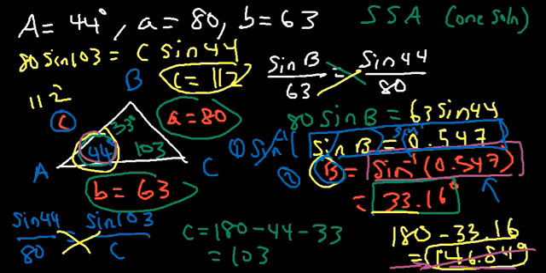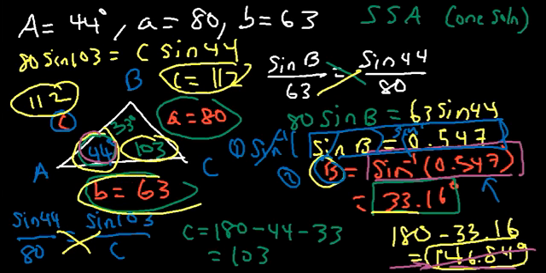Notice that the largest side is across the largest angle. The smallest side is across the smallest angle. So as the angle increases, the side will increase. So that's something that it's useful to know for triangles. So let's try our next problem.